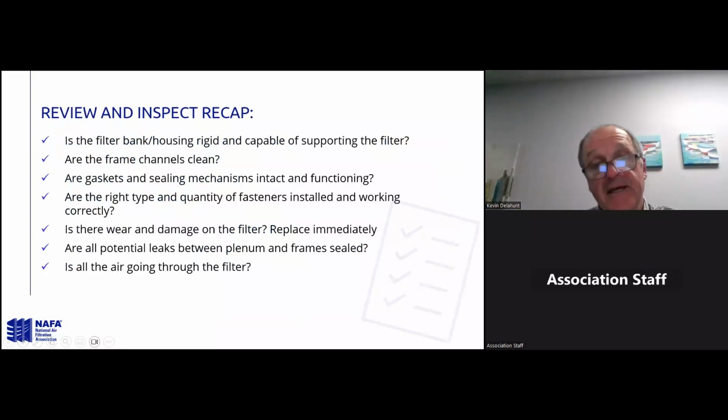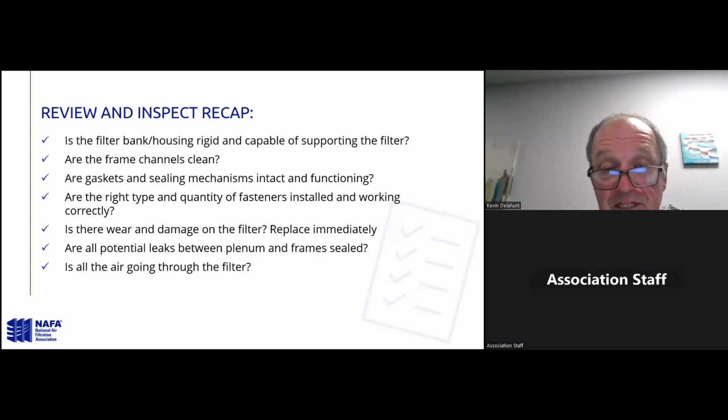So as an inspection list, we should be going through this on a regular basis. Is the filter bank and the housing rigid? Is it solid? Are the channels clean? Are gaskets and sealing mechanisms intact and functioning? Are they actually working? Do we have the right type and quantity of fasteners if it's locked into place? Look for wear and tear in the filters. If there is, they need to be replaced immediately. The filter is not going to get better if it has a hole or slash in it.